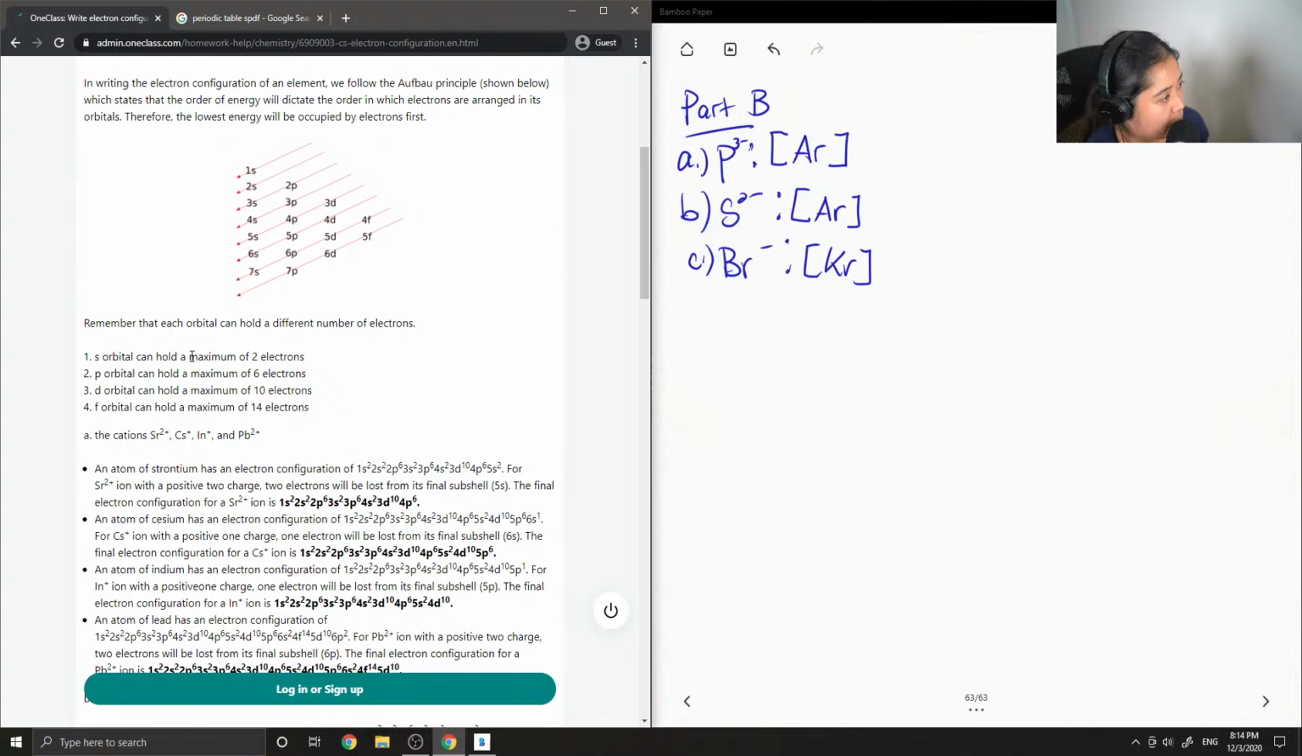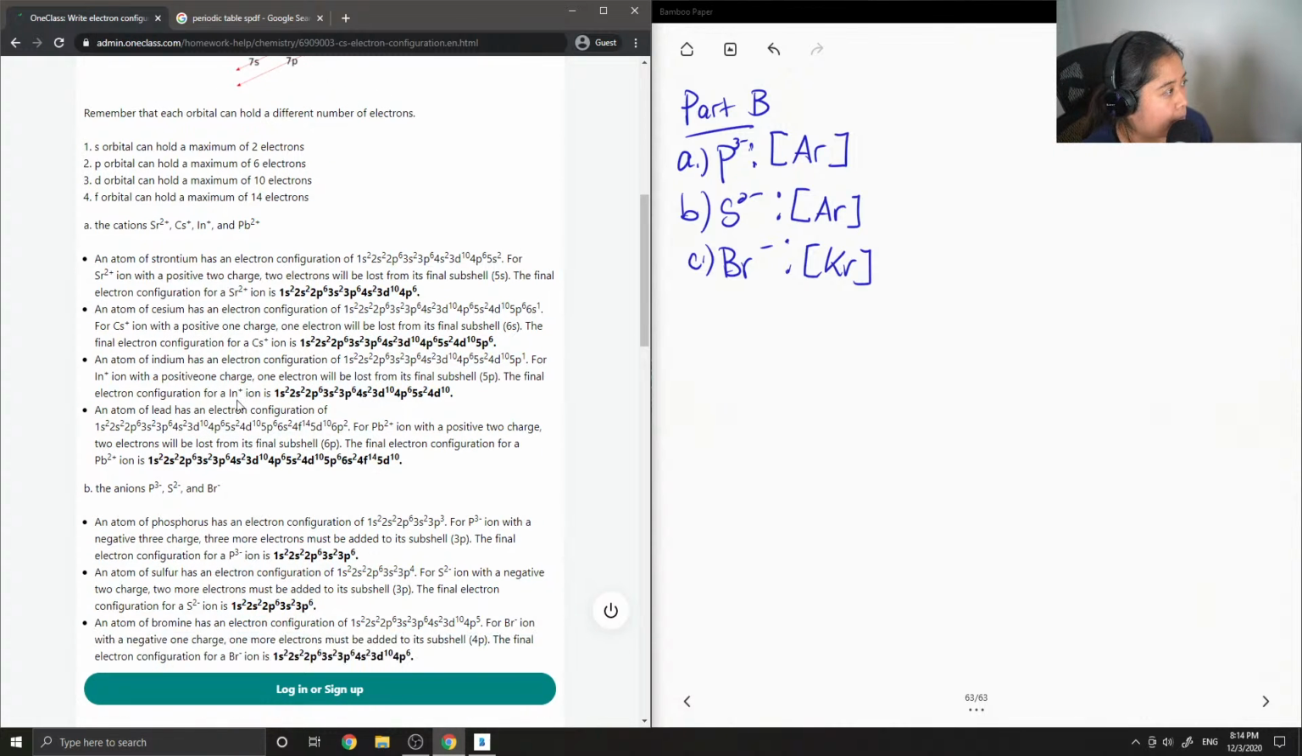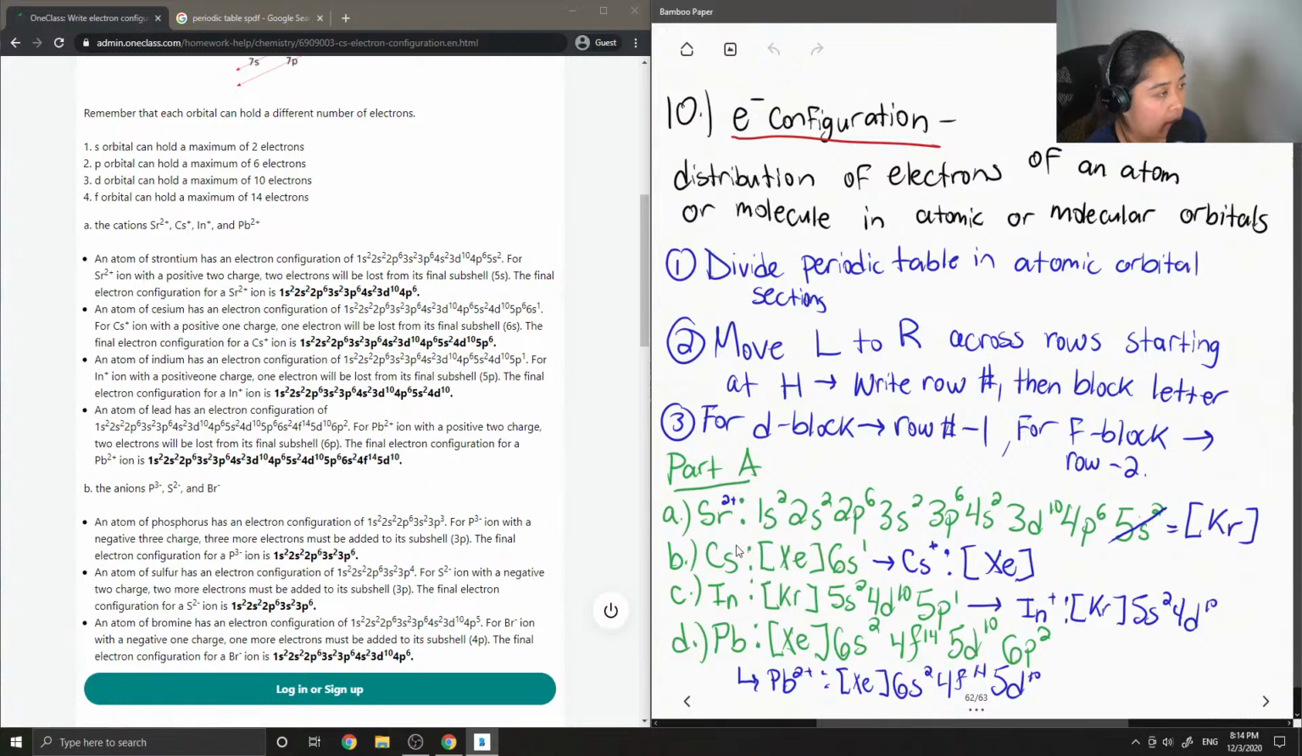Remember that each orbital can hold a different number of electrons. The s orbital can hold a max of 2, the p can hold a maximum of 6, the d orbital holds a max of 10, and then f holds a max of 14. So an atom of strontium has an electron configuration. So they wrote the long version for the first one as well.